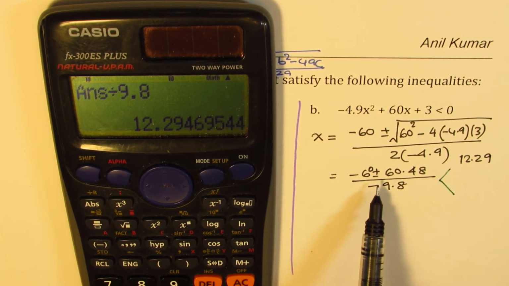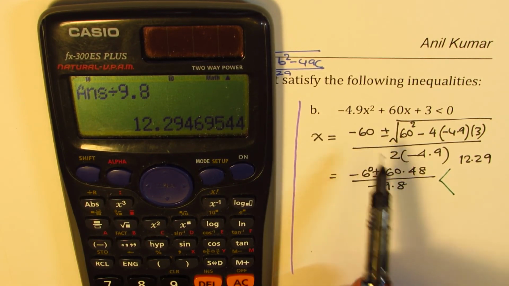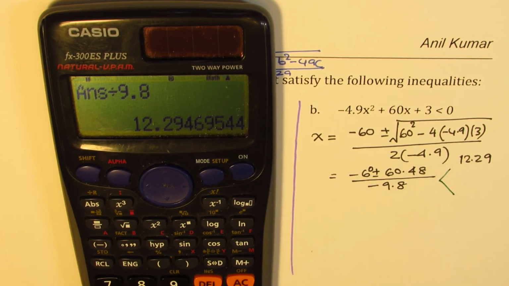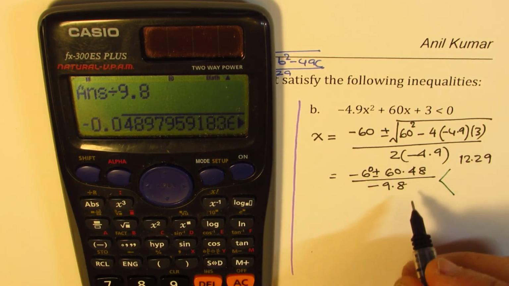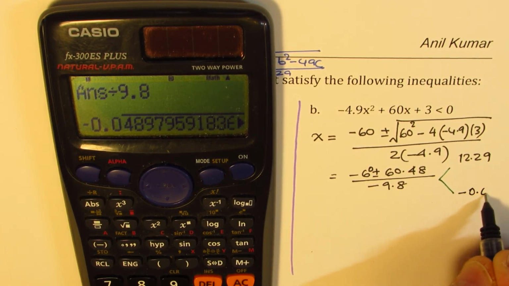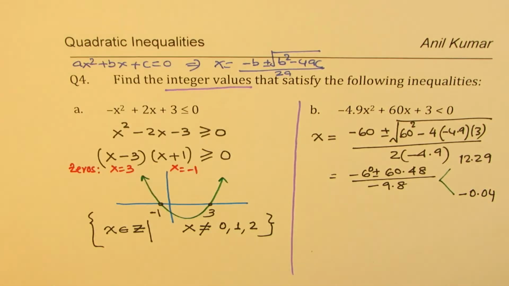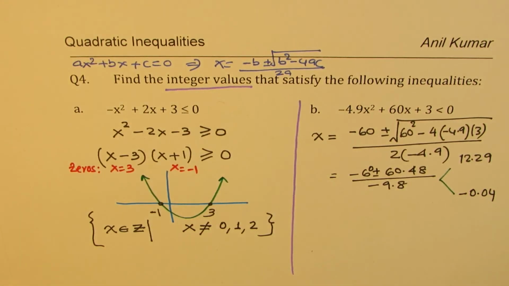The other value will be negative. Let's get that answer also, which is 60 minus 60.48 divided by 9.8, right? So that gives you negative 0.04. Okay, so these are the two values for you, correct?